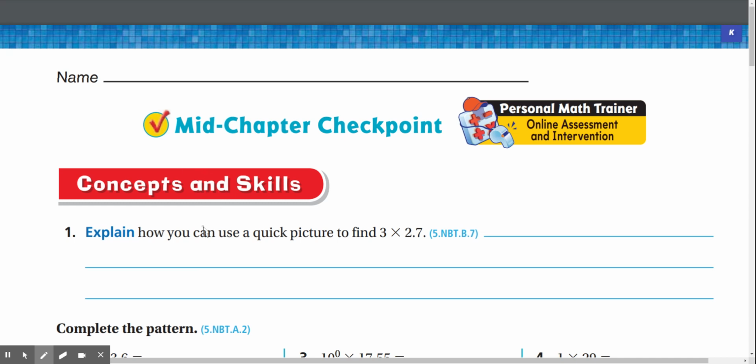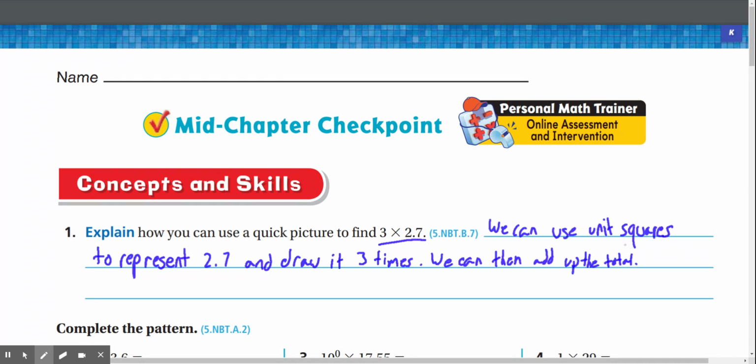Mid-chapter checkpoint. Concepts and skills. Number 1. Explain how you can use a quick picture to find 3 times 2.7. Well, if we use unit squares to represent 2.7 and we draw that representation 3 times, we can then add up all the squares and all the units, and we get a total which will equal 3 times 2.7.